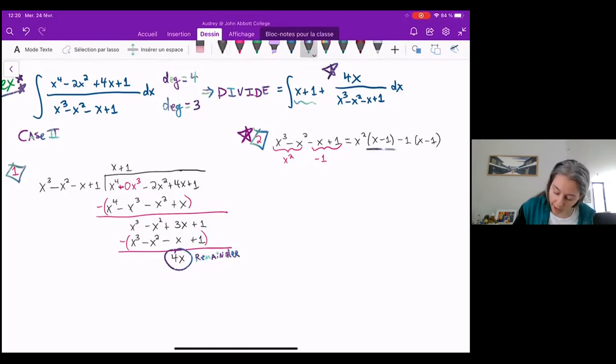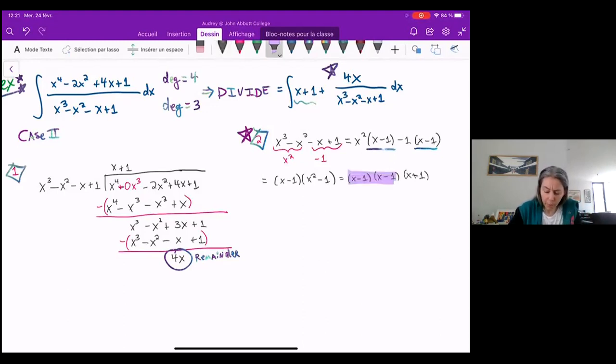And now notice that x minus 1 shows up on both sides. So I can have x minus 1 times x squared minus 1. But that x squared minus 1 can still be factored a little more. So this is x minus 1 times x minus 1 times x plus 1. And in partial fractions, it's going to be super important: if you have a factor that occurs more than one time, you need to combine it. So in other words, this is x minus 1 squared times x plus 1. So it's going to be super, super important to do that.